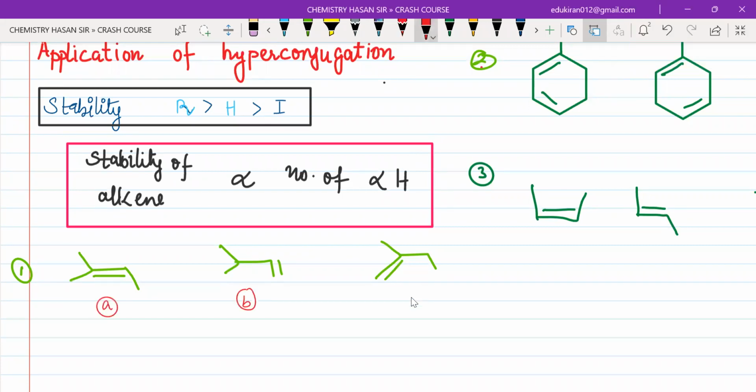A, B, C. Yes, sir. Can anyone tell me which one is more stable in this A, B, C? You just need to count the number of alpha hydrogen and you will be able to tell me the answer.